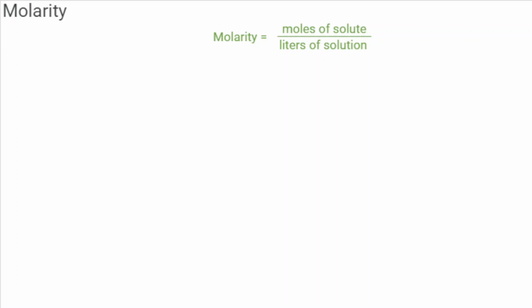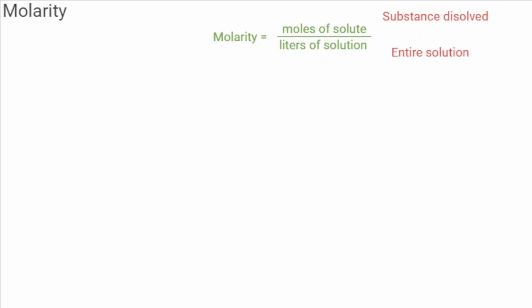Now for the moles of solute, that's simply just the substance that you are dissolving. And for the liters of solution, you shouldn't confuse this with liters of the solvent. It is the entire solution. So it's the solvent and solute all mixed together. It's the entire solution.